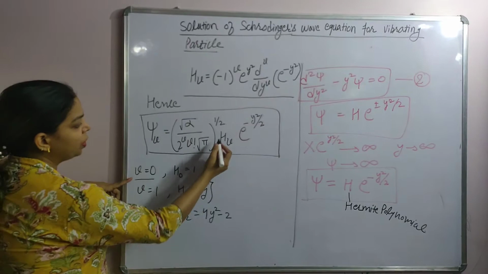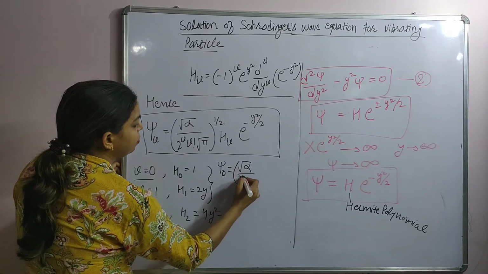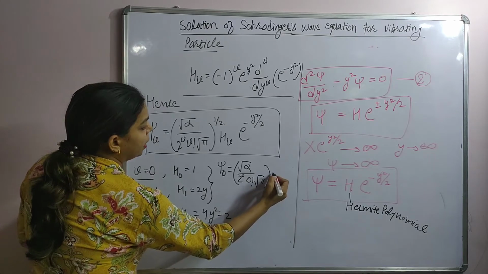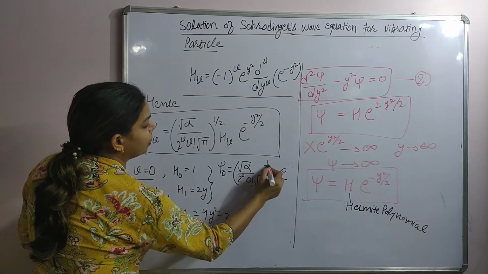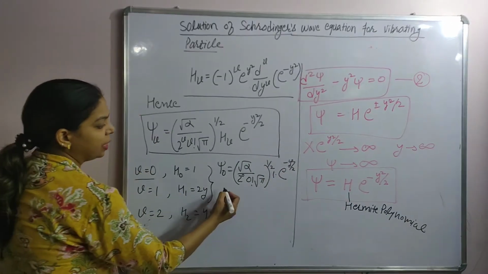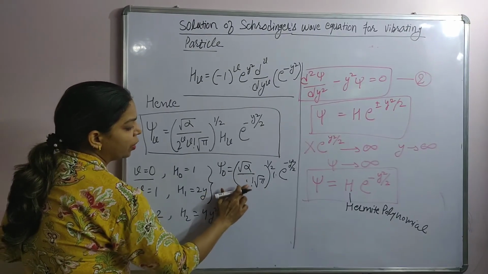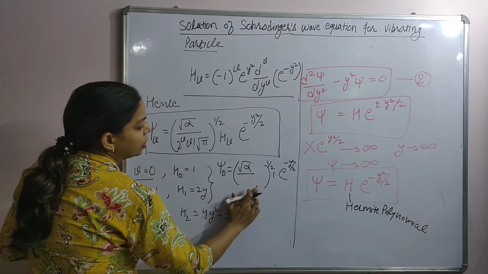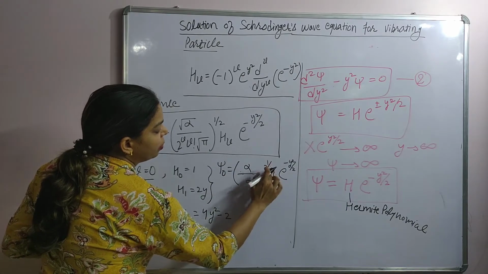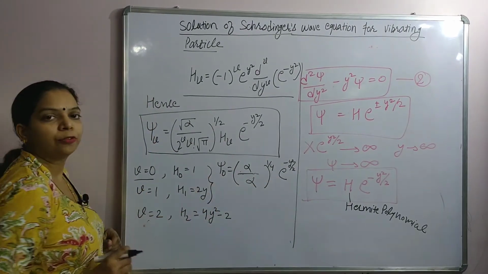So when you put this value over here, psi naught will become this entire factor: 2 raised to power 0, 0 factorial, pi, H v is 1, e raised to power minus y square by 2. At ground state, this will be the wave function. So 2 raised to power 0 becomes 1, 0 factorial is again 1. So let me write it in a simplified manner, and this will be 1 by 4. So this is the ground state wave function.